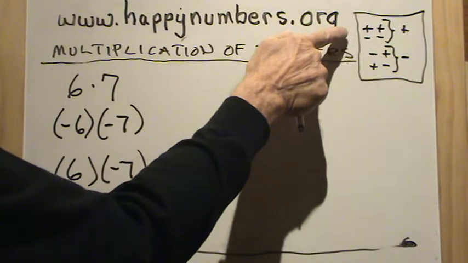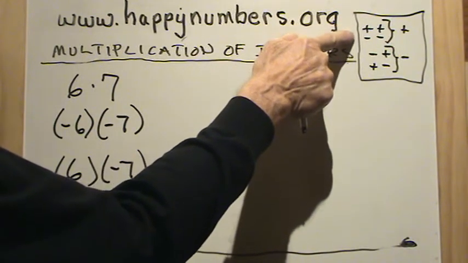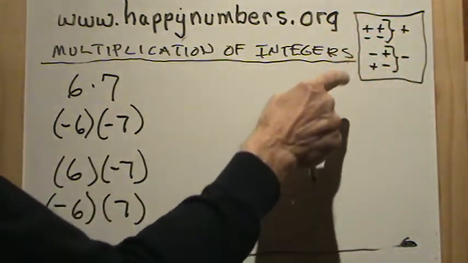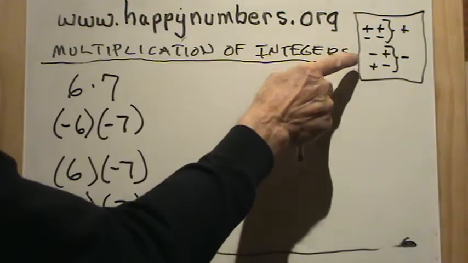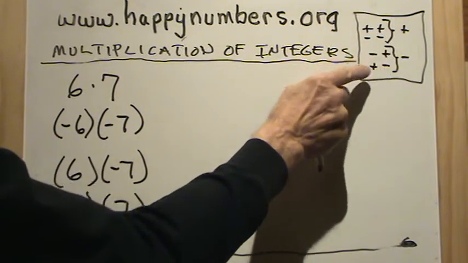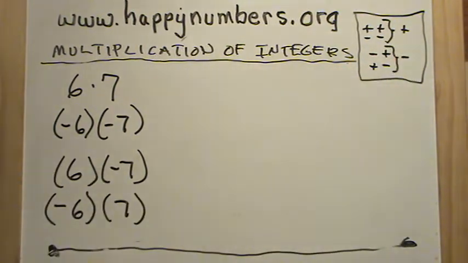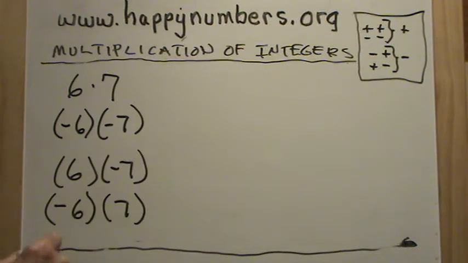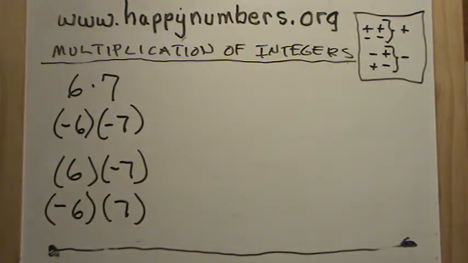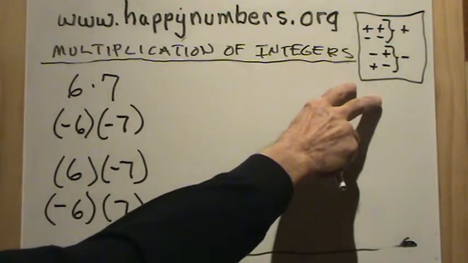If we're multiplying two numbers and their signs are the same, either positive and positive or negative and negative, the answer is always positive. And if you're multiplying two numbers and the signs are different, like positive and negative, or negative and positive, the answer is negative. If you'd like an explanation of that, go to multiplication of integers part 1, where I explain the concept behind that. But we're going to assume you understand the concept, and we're just going to work with this rule.